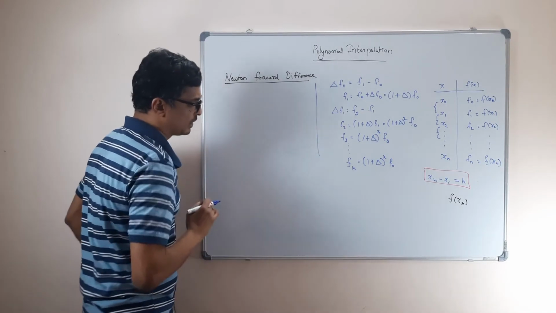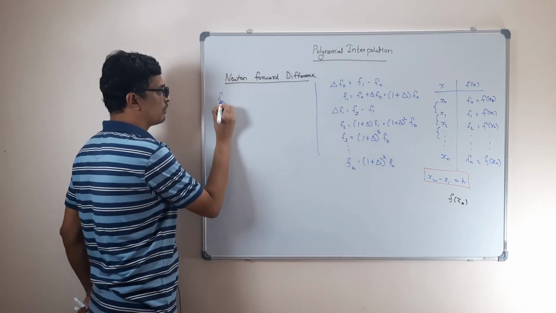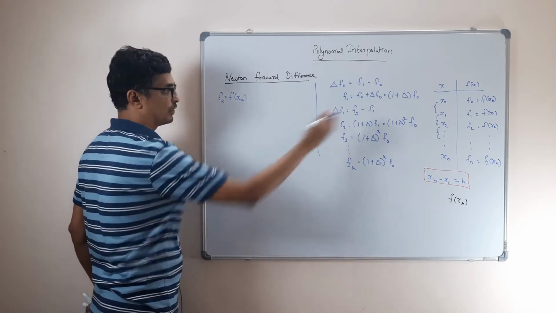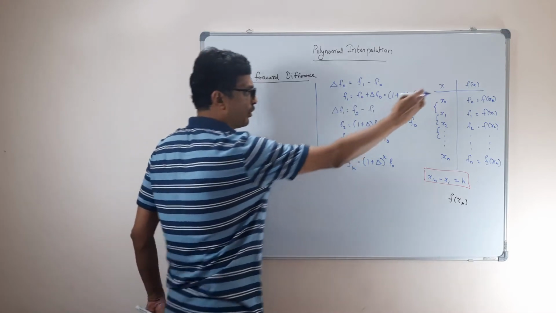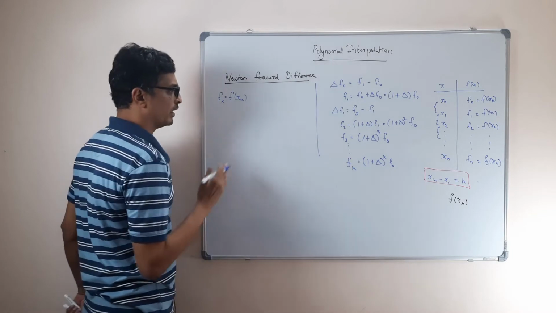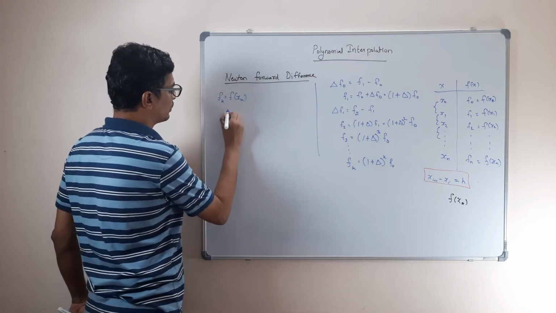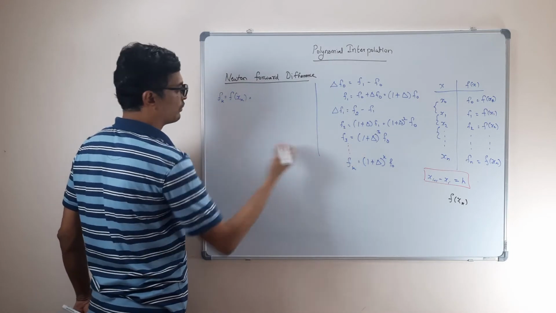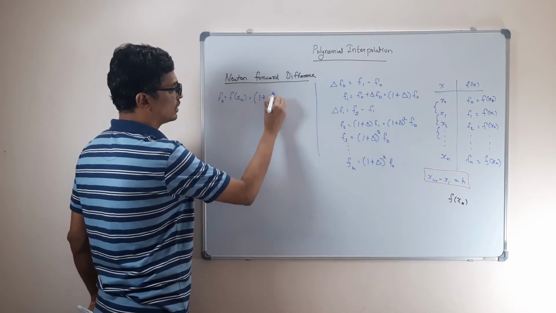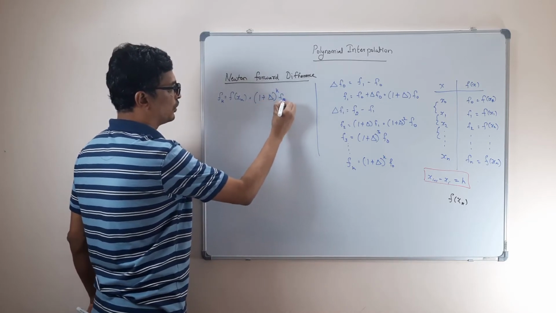Now we take out this f of k. What is f of k? It is nothing but f of x of k. K can be anything, 0, 1, 2, 3, whatever value we have. So since we defined this forward difference operator, this will be (1 plus delta) to the power of k of f0.